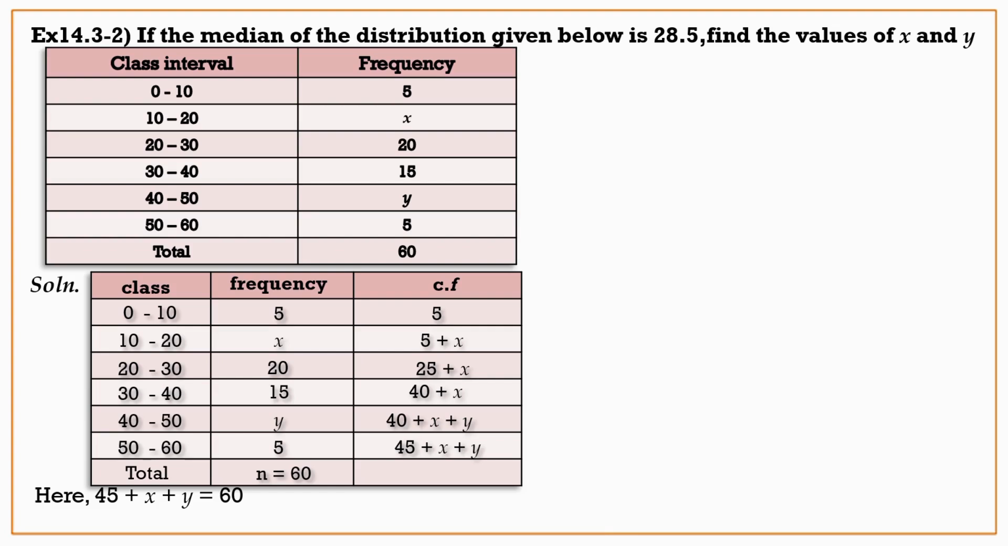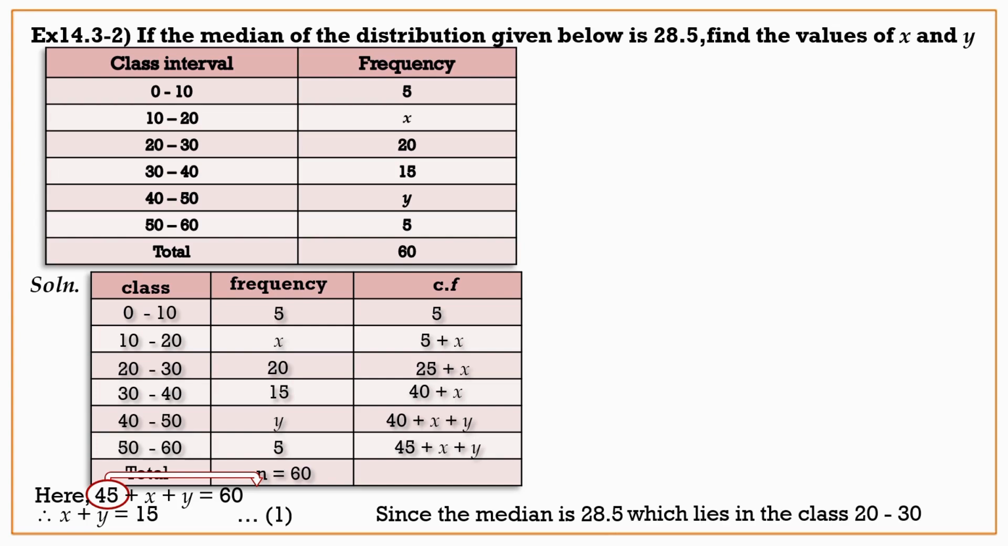And also here the total frequency is given, that is equal to 60. So it forms an equation: 45 plus x plus y equal to 60. That means x plus y will be equal to 60 minus 45, that is equal to 15. So let us consider it as equation number 1. Now here the median is given. So the median is 28.5. Can you imagine in which class this median is situated?